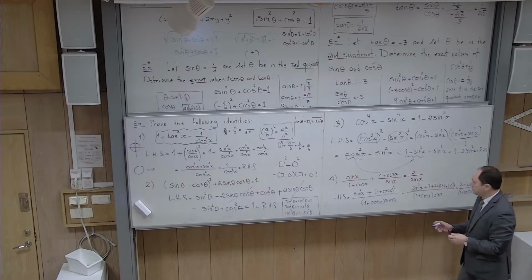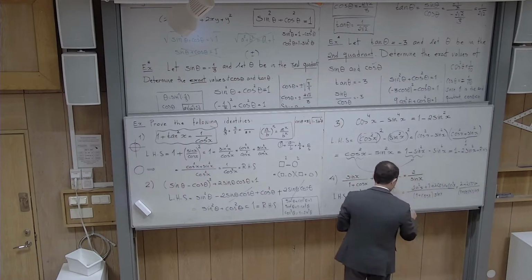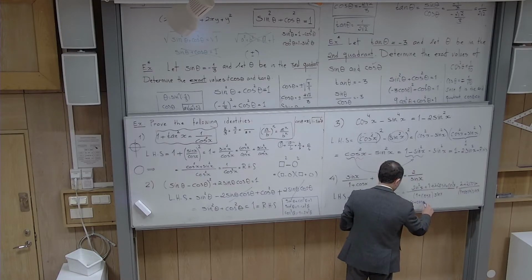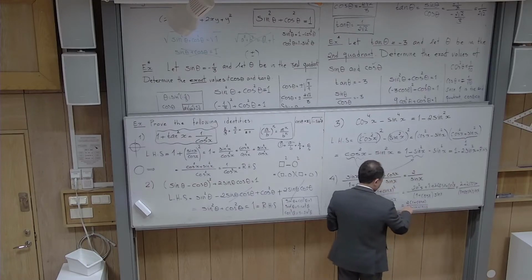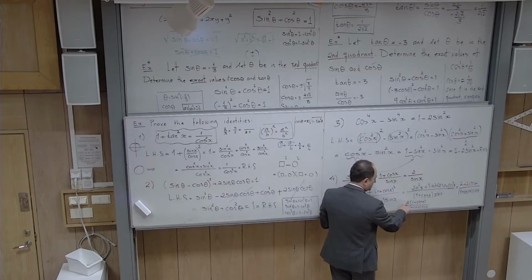So what happens? You factor a 2 out. In the numerator, you will get 2 times (1 plus cosine x), and in the denominator, you have (1 plus cosine x) times sine x. Now, if I ask you, is the numerator a product? You would say yes, it is a product of 2 and this, 1 plus cosine. Is the denominator also a product? Yes, it's a product of 1 plus cosine and sine.